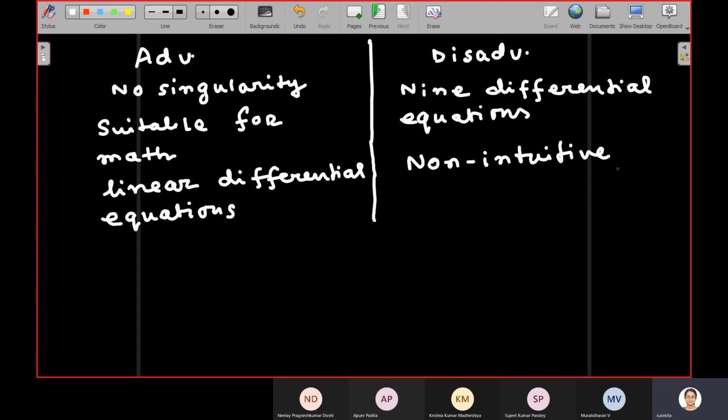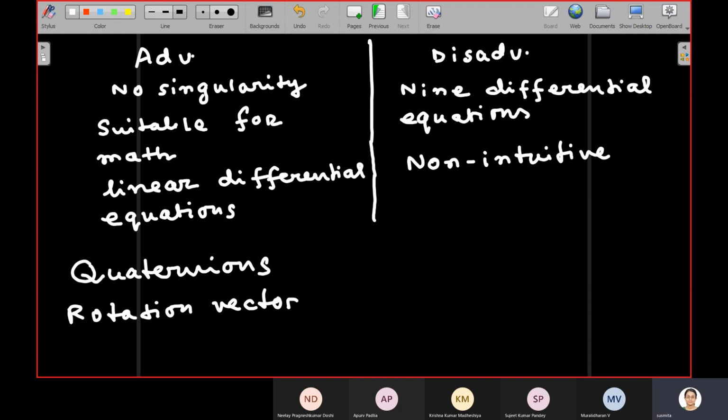So that's it about the coordinate transformation matrix. Next, I'll quickly mention the other two methods. I will not discuss anything in detail. The next two methods are quaternions and rotation vectors. I'll first talk about the rotation vector, and then I'll explain the quaternions quickly.